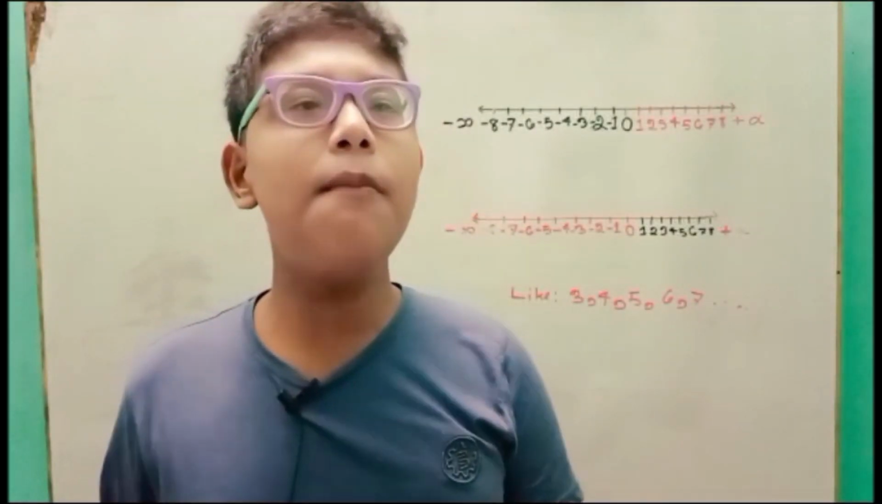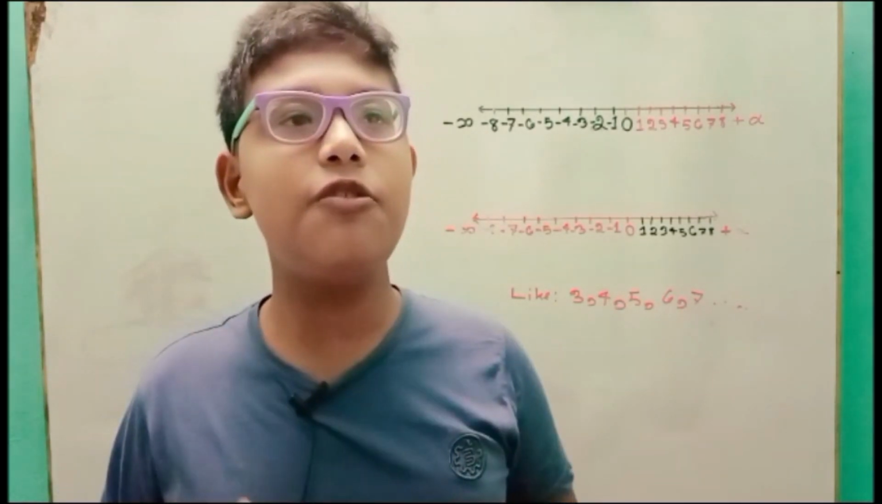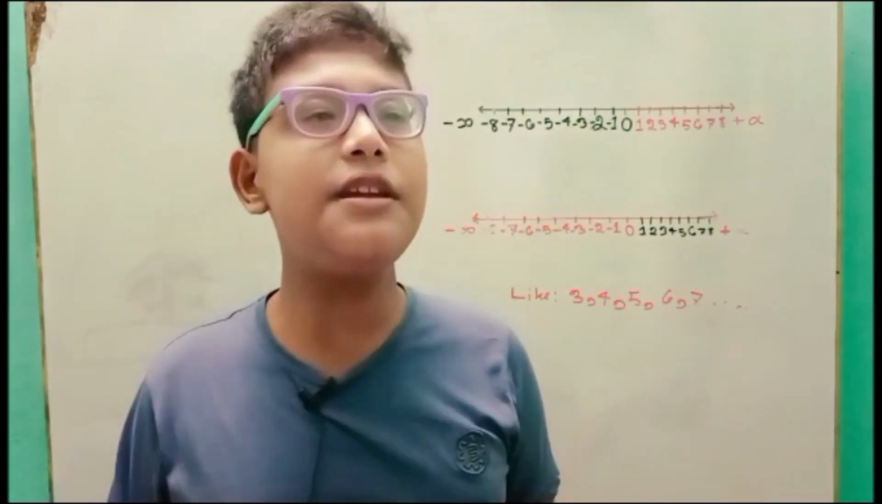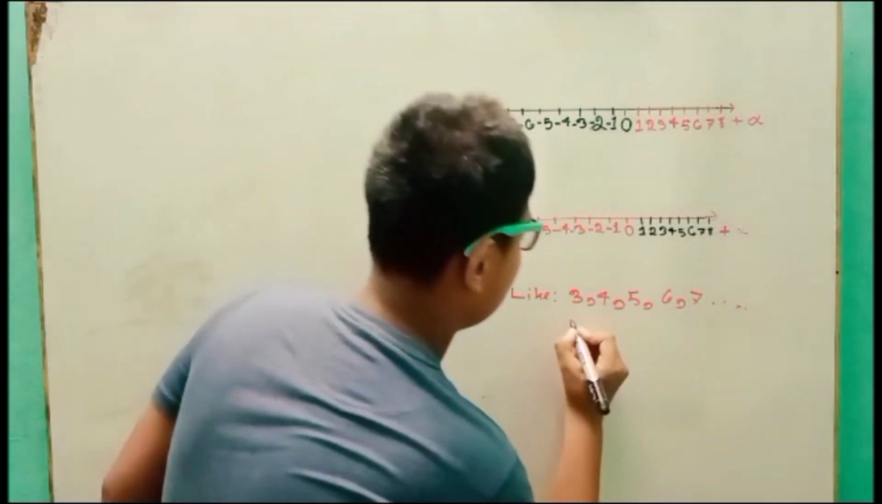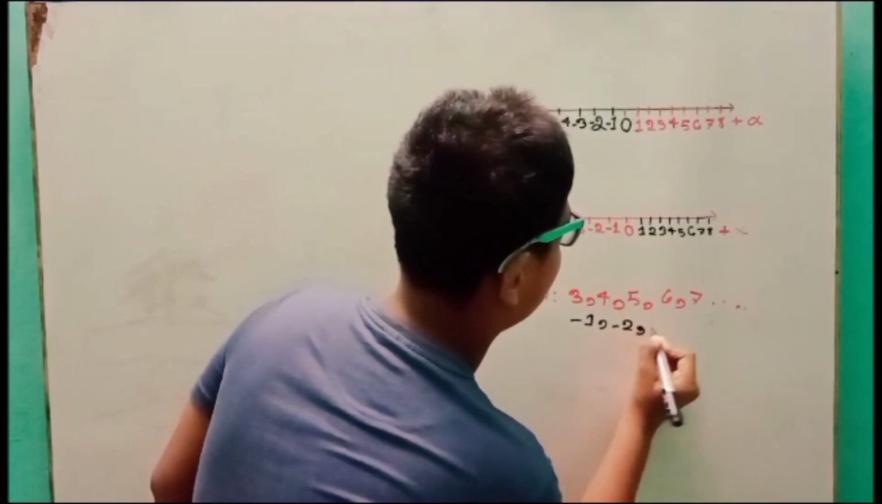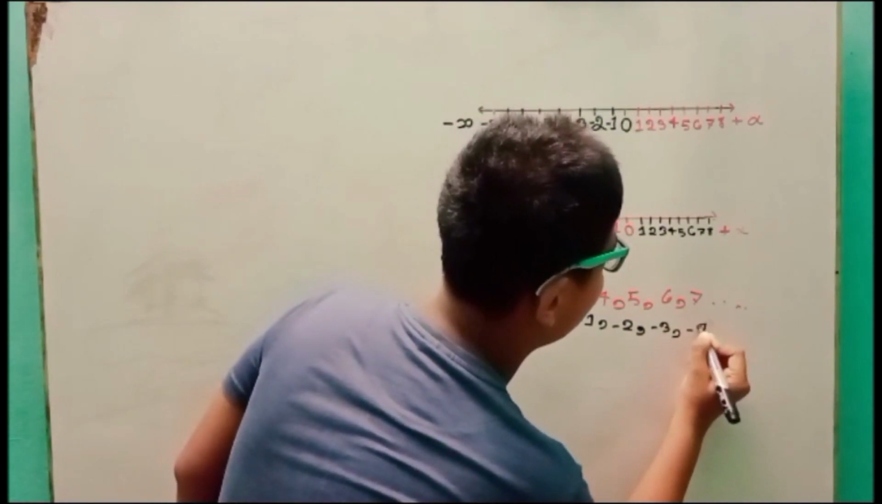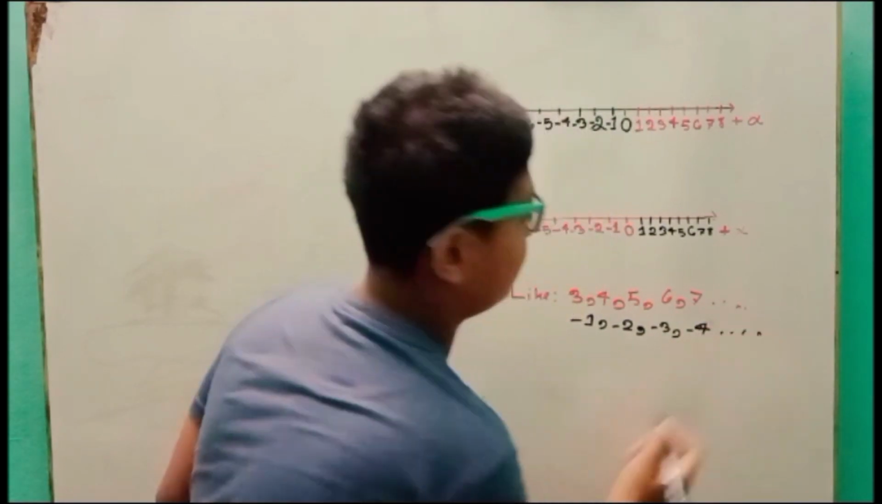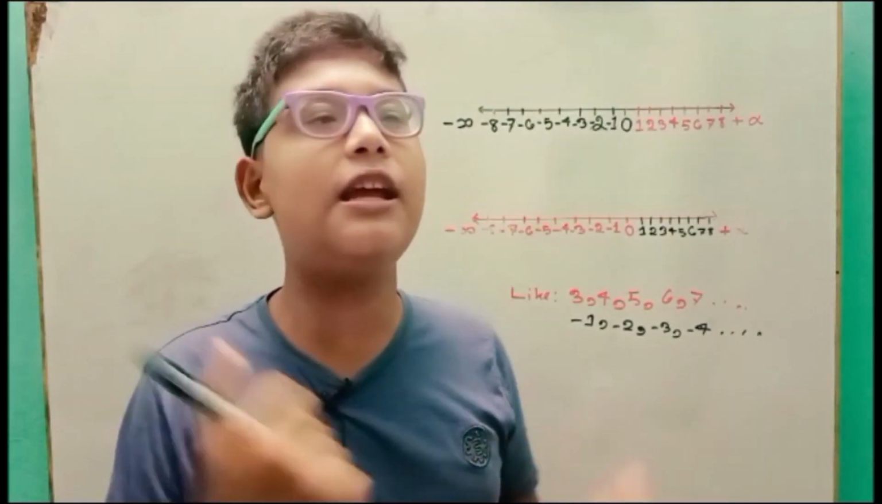A negative number has a value less than 0. Its sign is considered to be negative and it's written with a minus sign in front of it, like -1, -2, -3, -4, and so on. 0 is neither a positive nor a negative number.